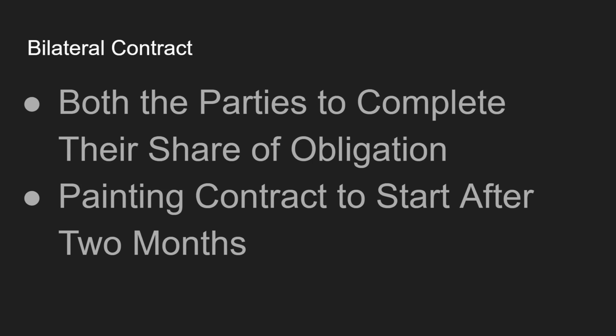Take a painting contract to start after 2 months. See, the painting contractor, you fix that. After 2 months, he is going to do it. That means his work will come after 2 months. And you will make the payment after the contract work is completed.